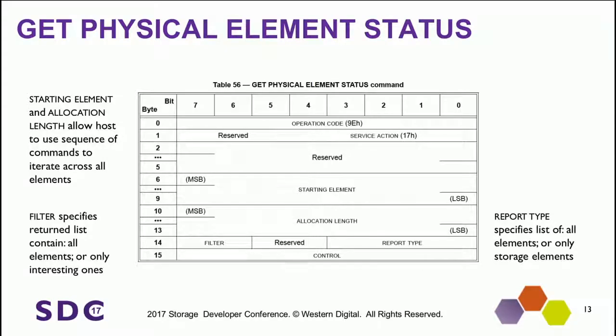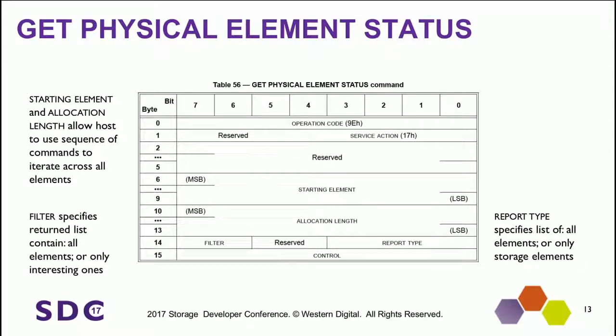It's got an opcode and a service action which define it as the get physical element status command. It has a starting element and an allocation length which allow us to iterate across, well, let me back up a notch. So we've got a 32-bit space for starting element, right? So in the case of a disk, that seems kind of big. However, if we go as far as an SSD erase block or something like that, it might not be, right?